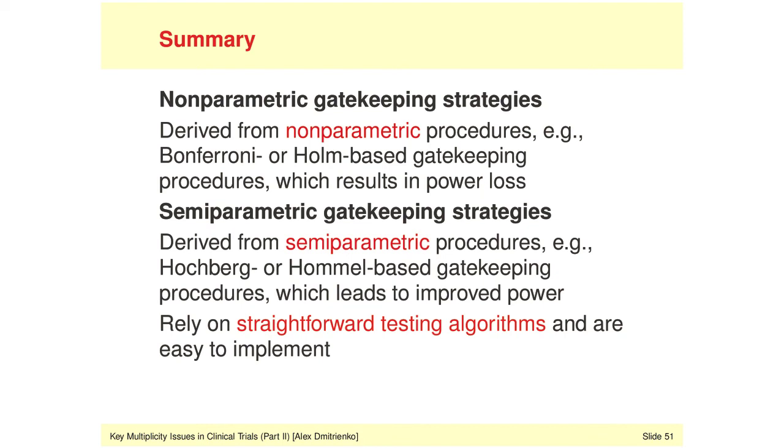The nonparametric approach to building gatekeeping procedures is generally inefficient because the resulting procedures are based on a basic alpha splitting approach and do not account for the available distributional information, for example, positive correlations among hypothesis test statistics in a multiplicity problem. With a semiparametric approach, or more generally with a parametric approach, a trial sponsor can build parallel gatekeeping procedures that take the available distributional information into account, which results in higher power for each individual null hypothesis. Both approaches to defining parallel gatekeeping procedures rely on straightforward testing algorithms that are easy to implement, and the decision rules are easy to communicate to non-statisticians.